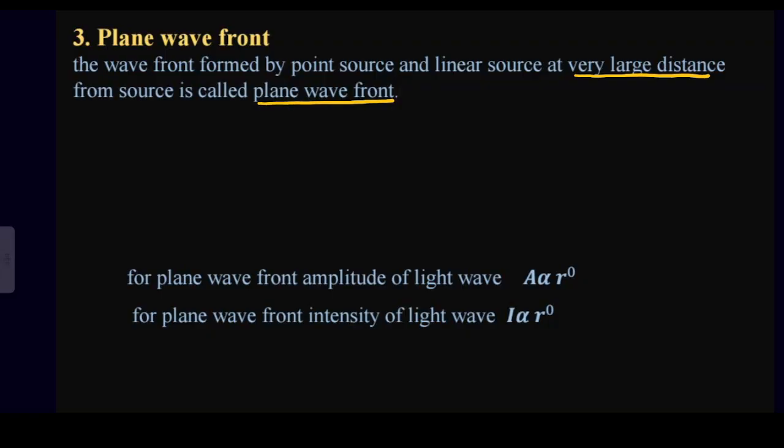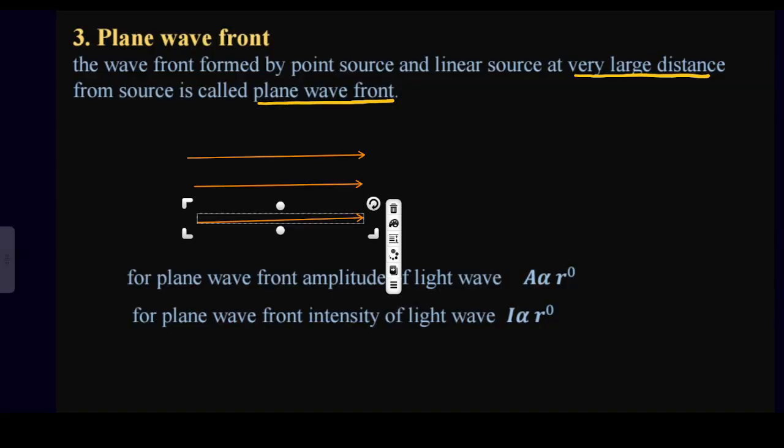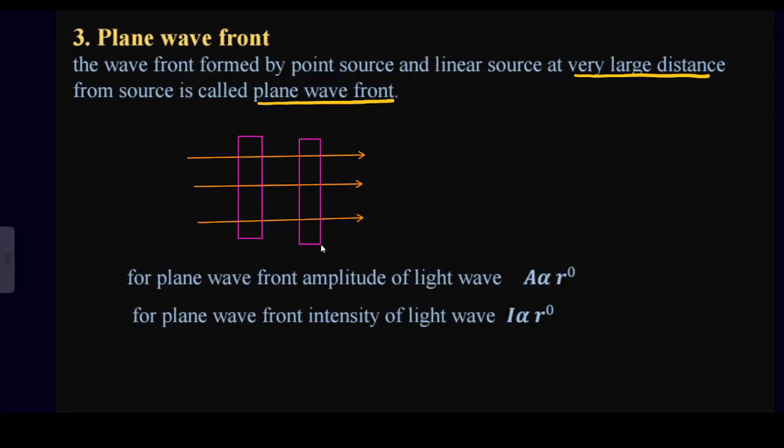If the light rays come from a very large distance and we observe them, the light rays appear in the form of straight lines. Straight lines we call a plane wavefront. These are called plane wavefronts.